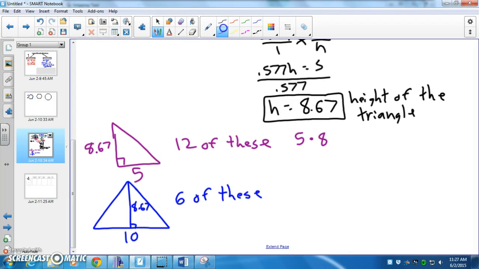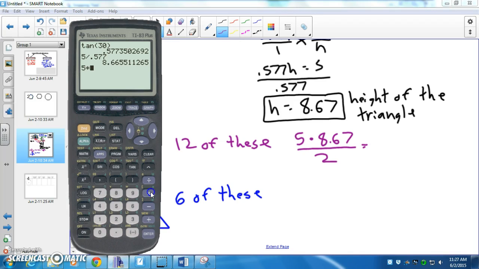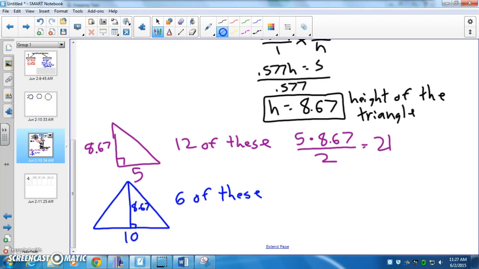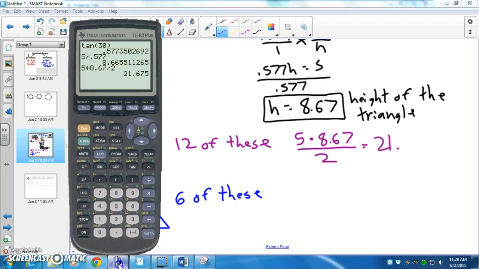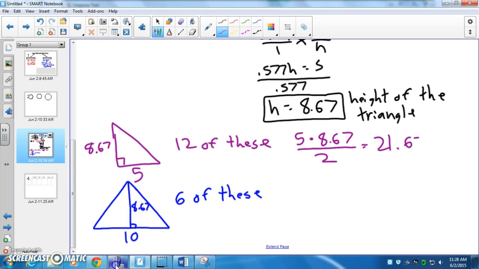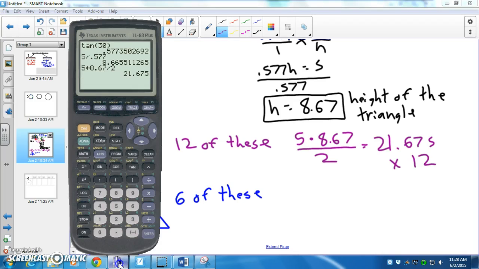So if you wanted to do the purple way, you could say base times height divided by 2, and that equals 5 times 8.67 divided by 2, 21.675, and there are 12 of those. So if you multiply that by 12, you get 260.1.